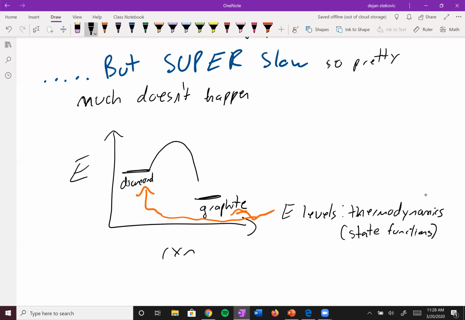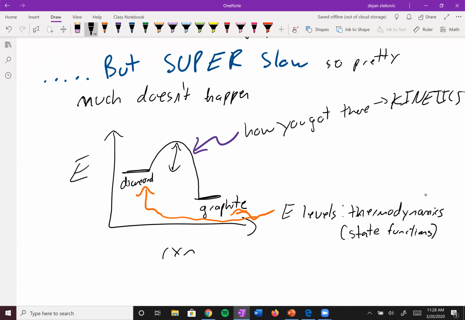And so how it gets there though is a question of kinetics, right? How you got there, that's a question for kinetics. And if you think back to kinetics, this energy hump right here, that's the activation energy. And we said that if you have a large activation energy, your reaction is going to go super slow because you've got to get over this big hump. If you have a small activation energy, you're going to have a fast reaction, right? You're going to get over this hump quite quickly.